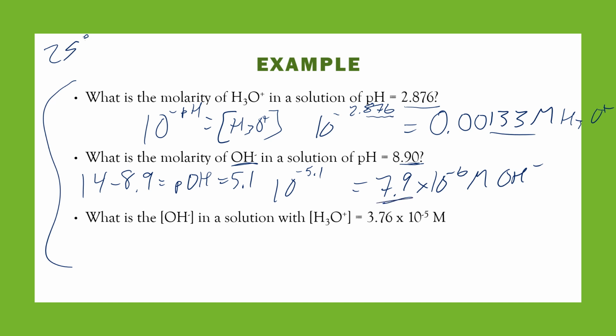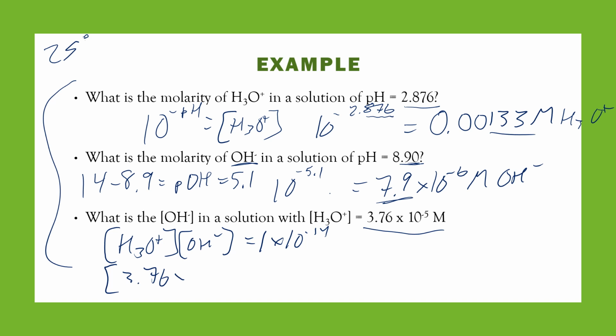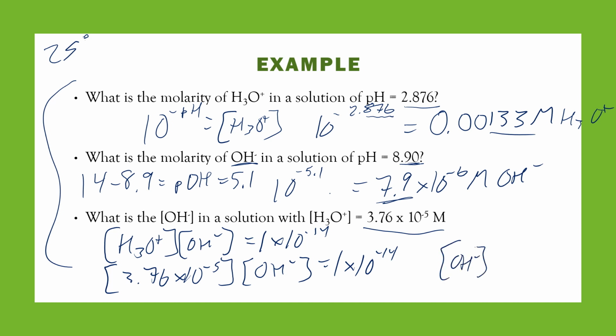Now for the last one, what is the OH- concentration in the solution with H3O+ of 3.76 times 10 to the negative 5? Now, you can do this a couple different ways, but we know that the H3O+ times the hydroxide ion concentration equals 1 times 10 to the negative 14. We can plug in here. And then you can divide both sides by the 3.76 times 10 to the negative 5 to get OH- by itself. And when you divide, you get 2.66 times 10 to the negative 10th molar.